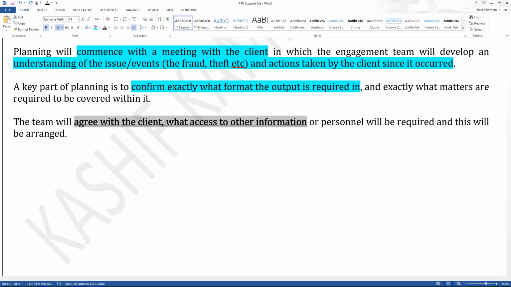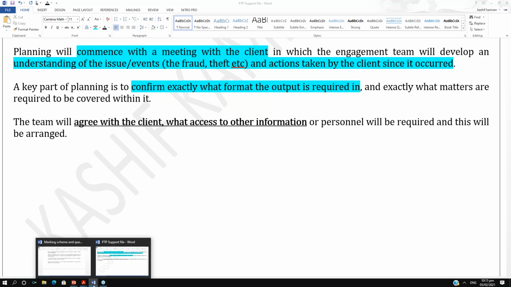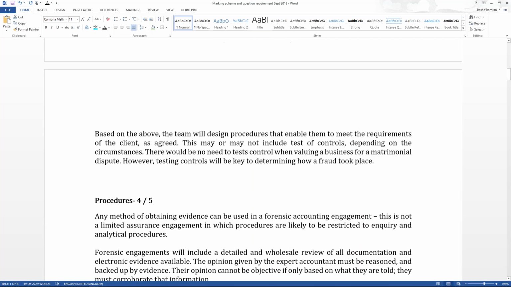So prior to the start of the engagement, you need to agree the format of the report, you need to agree your access to information, and you need to agree with the client what they want in the report. That's one perspective, right? I hope you got clarity on this. Now, moving on to a few of the last things we need to discuss from the examiner article. This was page number 3 and 4.